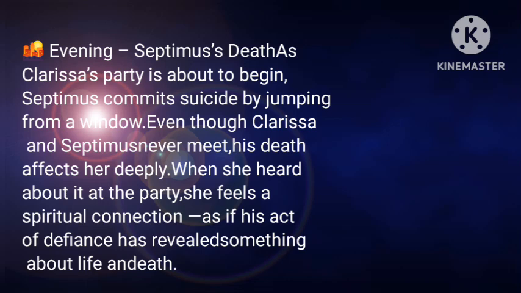Evening, Septimus's death. As Clarissa's party is about to begin, Septimus commits suicide by jumping out of a window. Even though Clarissa and Septimus never meet, his death affects her deeply. When she hears about it at the party, she feels a strange connection, as if his act of defiance has shown her something about life and death.